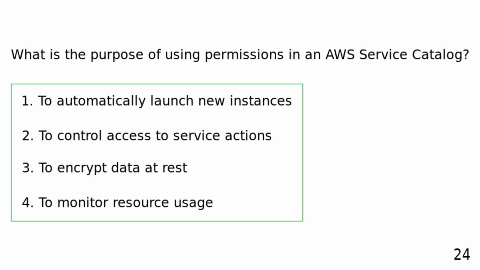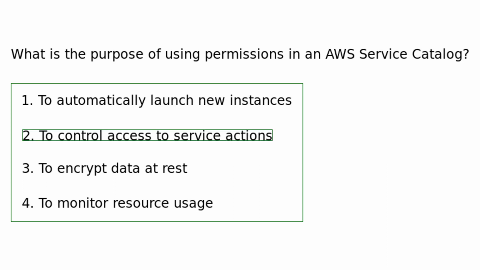What is the purpose of using permissions in an AWS Service Catalog? To automatically launch new instances. To control access to service actions. To encrypt data at rest. To monitor resource usage. Permissions in an AWS Service Catalog are used to control access to service actions, ensuring that only authorized users can perform specific actions on services.